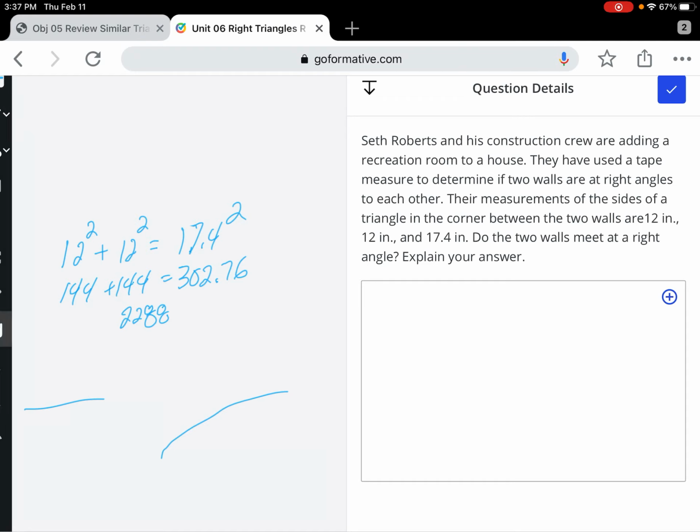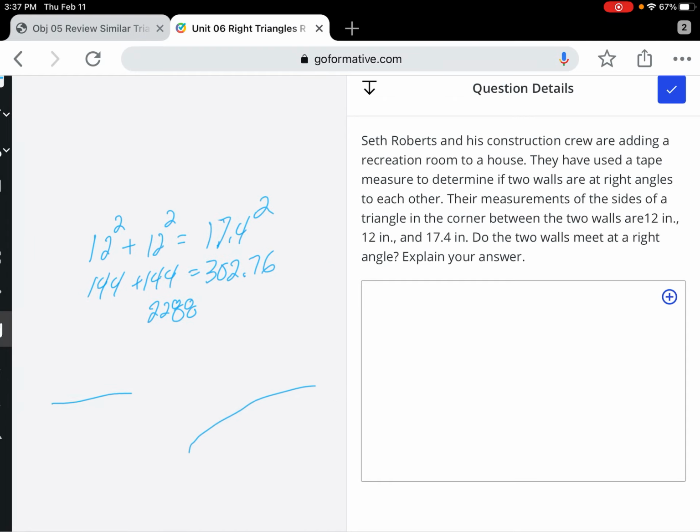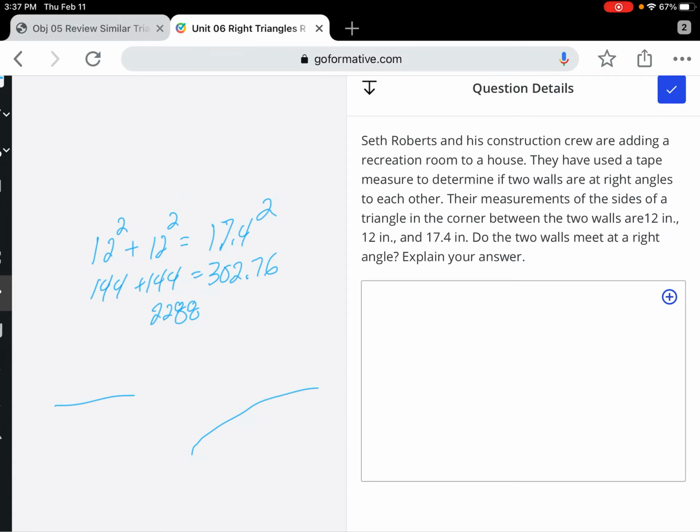Okay, let me go back to this. Okay, I don't know why this expanded like this. Now I can't erase.